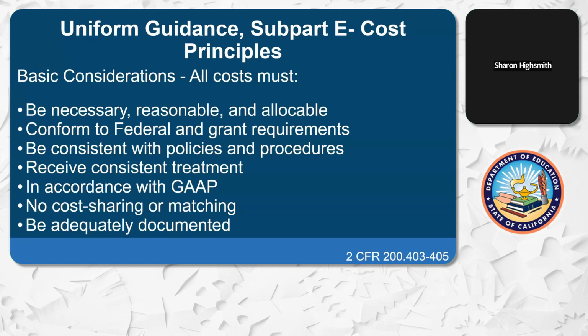It must conform to limitations or exclusions under the program, be consistent with your agency's policies and procedures, and receive consistent treatment, meaning the same types of costs are treated as direct or indirect cost. It must be in accordance with generally accepted accounting principles, and no cost sharing or matching, so costs are not shared between other programs. And most importantly, the cost must be adequately documented. One of the most common reasons for costs being disallowed is not being adequately documented.